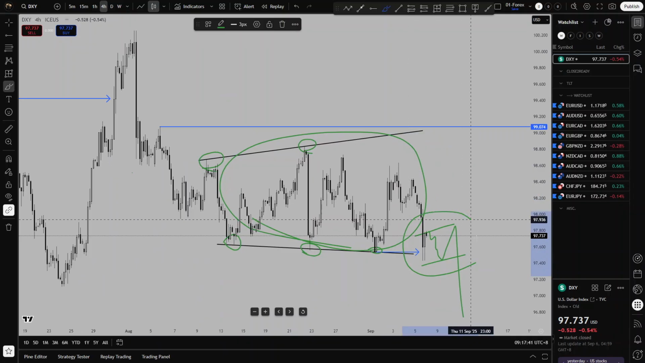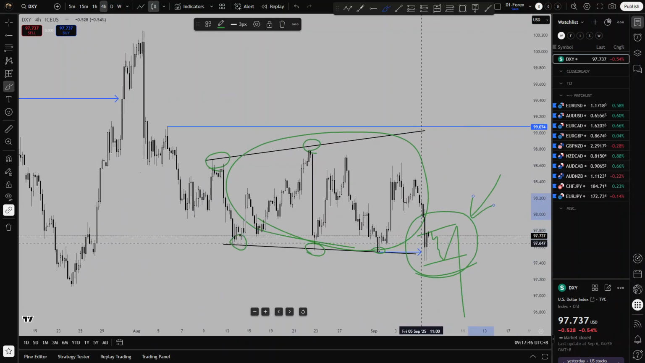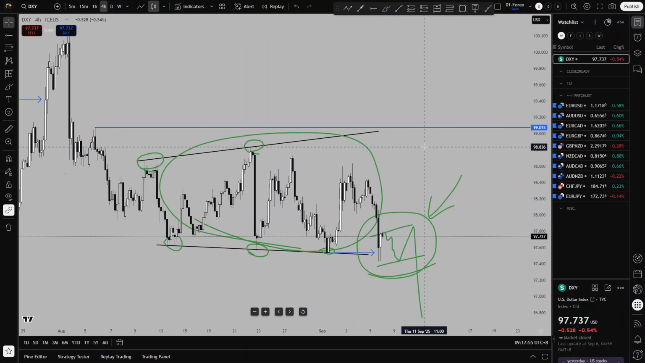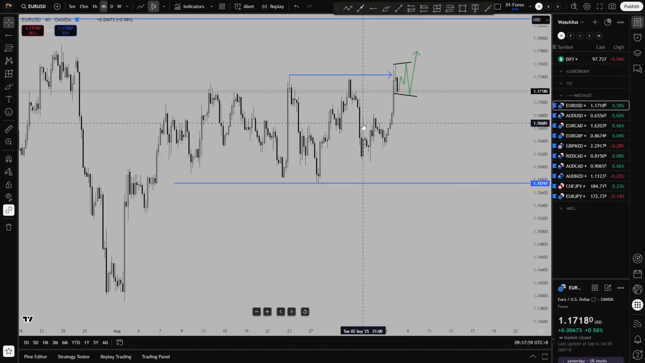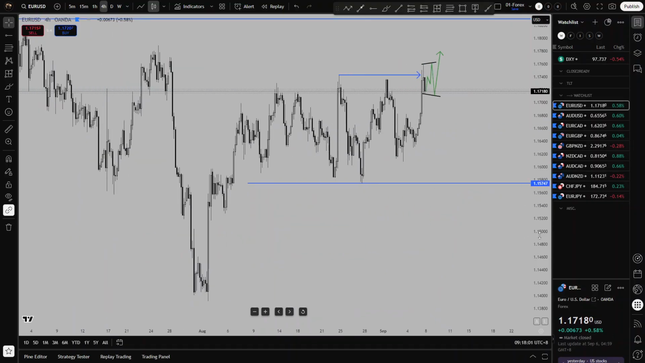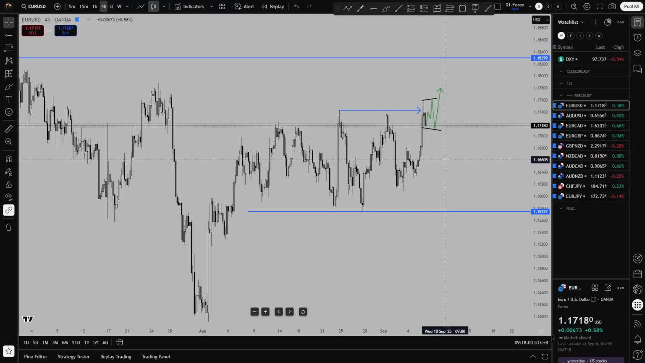So this is my main thesis for next week, but we will see that very early on Monday, early in the week, if this overall thesis is in place. Otherwise we are able to change bias fairly fast. We can also see on most of the other pairs there are areas where both directions would make sense. So we are basically in decision areas.